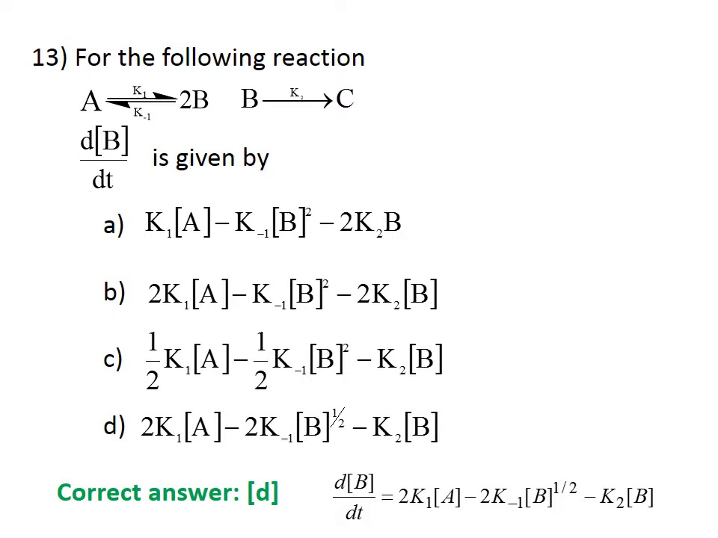The correct answer is D. dB by dt will be equal to 2K1 into A minus 2K minus 1 B power half minus K2 into B. That is the correct rate step for this problem.